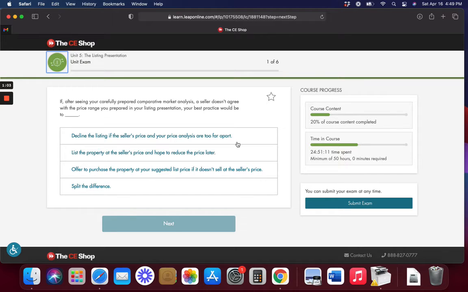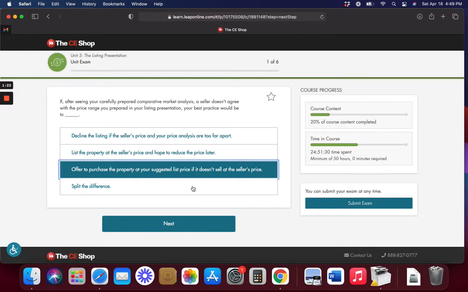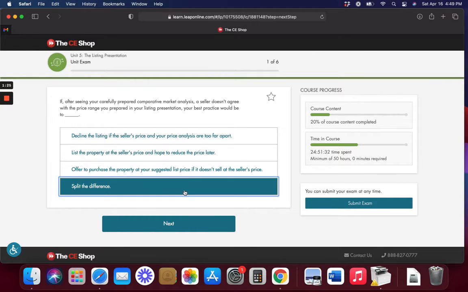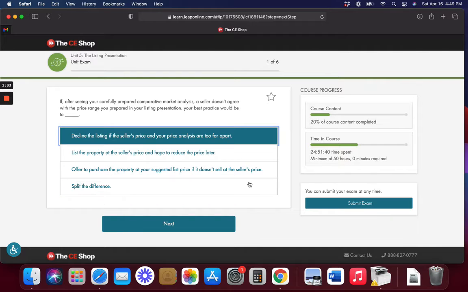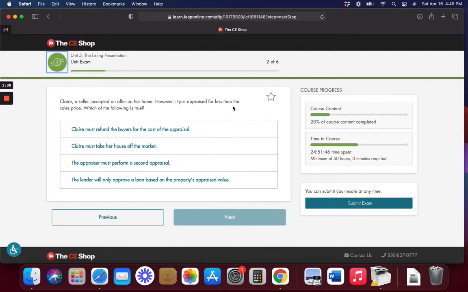Okay, all right, let's see. If after seeing your carefully prepared CMA, a seller doesn't agree with the price range that you prepared, your best practice would be to what? Offer to purchase the property. No, I don't think so. Split the difference. The seller doesn't agree with the price range. All right. Well, maybe the top one. I don't know. It's either this one or the split the difference. Definitely don't want to be offering to buy the house. I mean, who's going to be doing that?